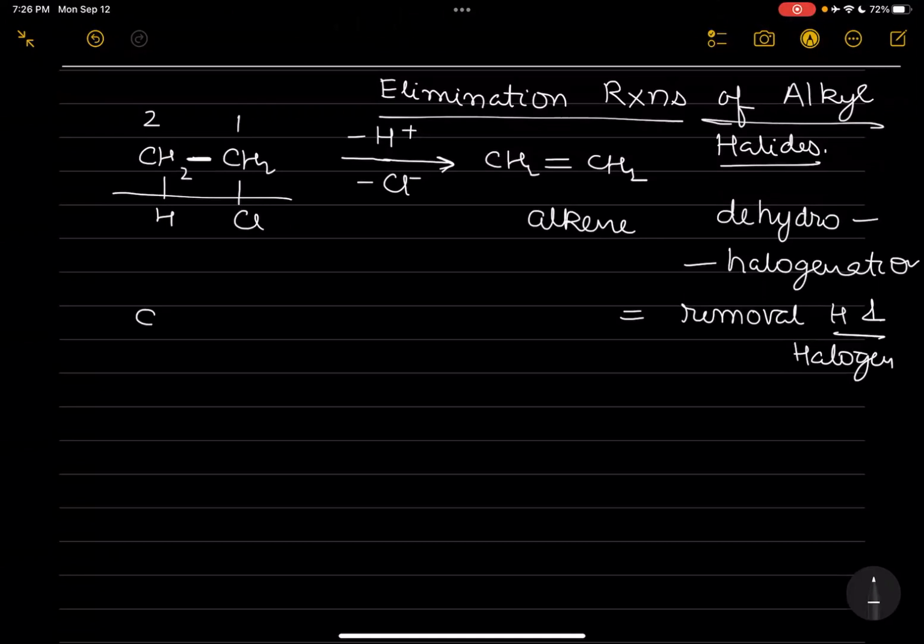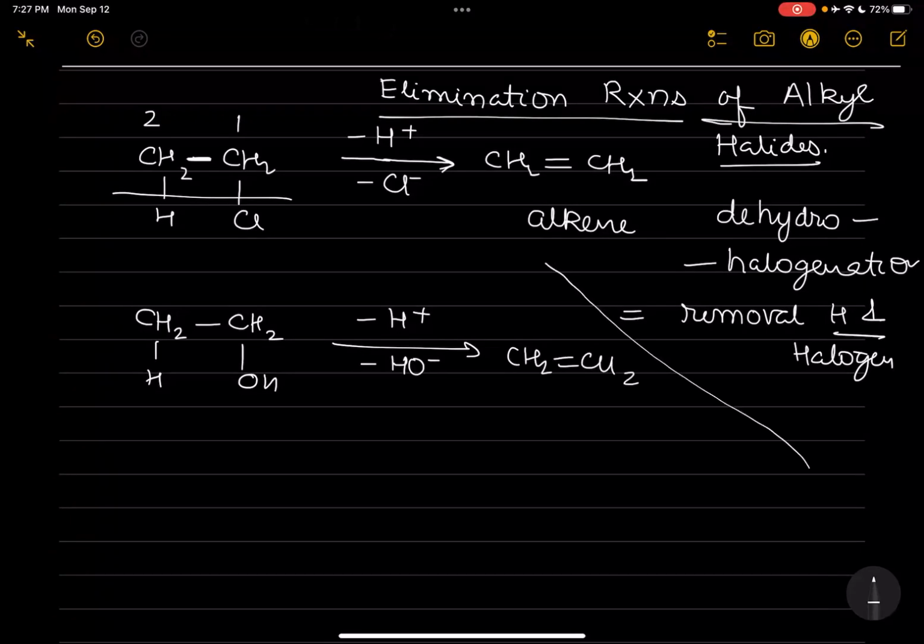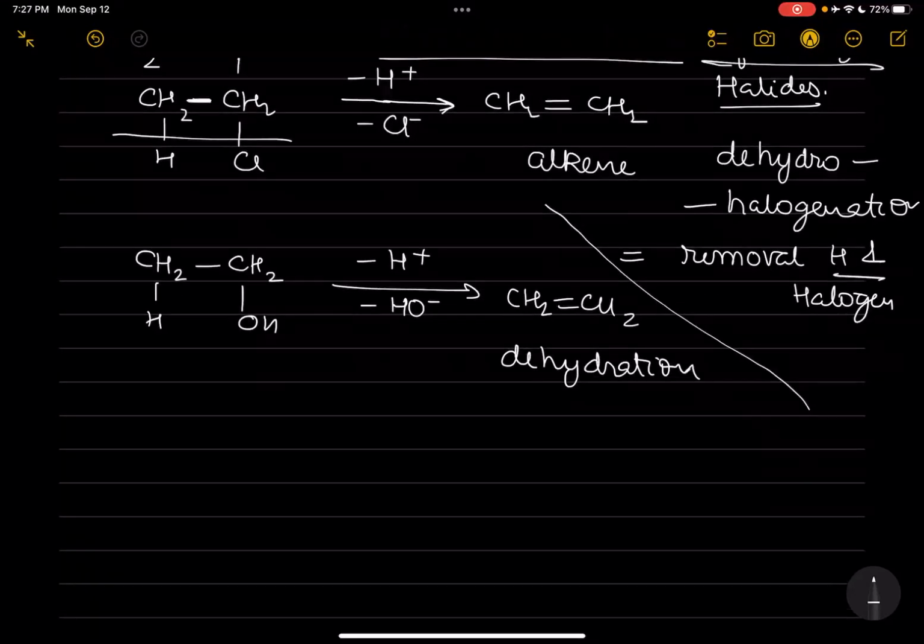Suppose in the next chapter, but the concept is the same. Suppose you take an alcohol and you remove H and OH. Effectively it is removal of H and OH, meaning removal of water. You will get an alkene again. So what is removal of water known as? That is known as dehydration. This will be in the next chapter, which we are going to start very quickly.